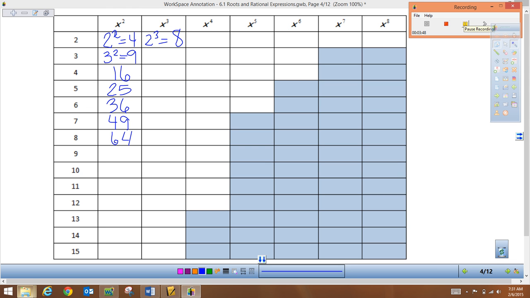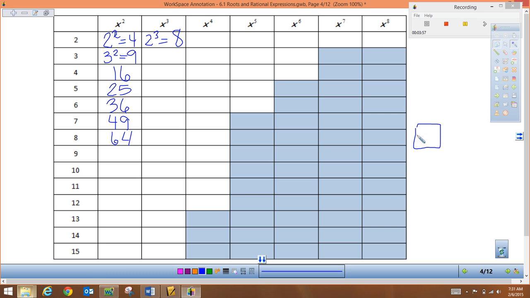Remember, we don't have a to the 4th button, so you will put in the number 4 and then push the caret button and then 4 again for the 4th power. That will give you this box here. The answer is 256 if you can check your calculator.